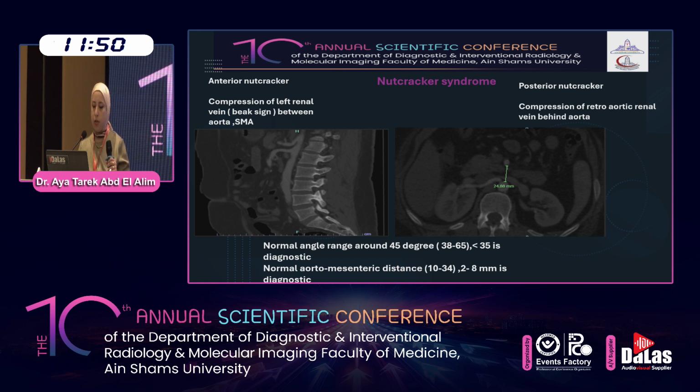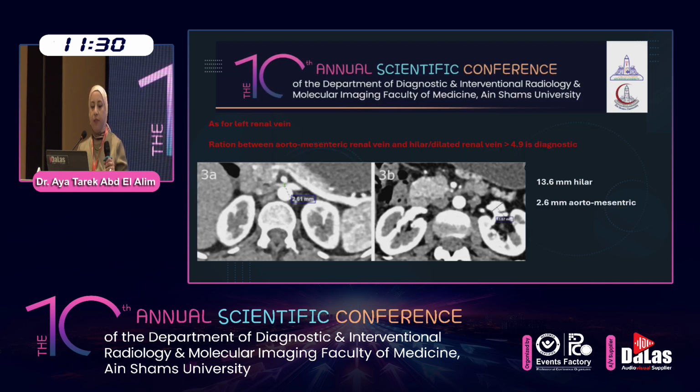These two figures show the normal angle around 45 degrees, with a normal range between 38 and 65 degrees; less than 35 degrees is diagnostic. The normal aortomesenteric distance is from 10 to 34 mm, and 2 to 8 millimeters is diagnostic. As for the left renal vein, a ratio between the aortomesenteric renal vein and the hilar or dilated renal vein of more than 4.9 is diagnostic, as seen in figure 3A and 3B. The ratio here is 5.